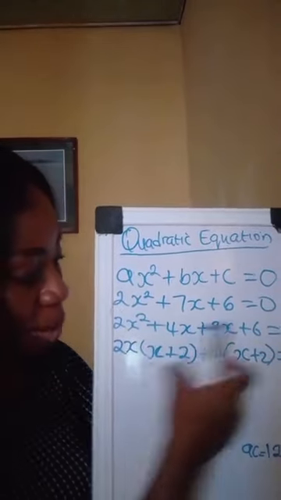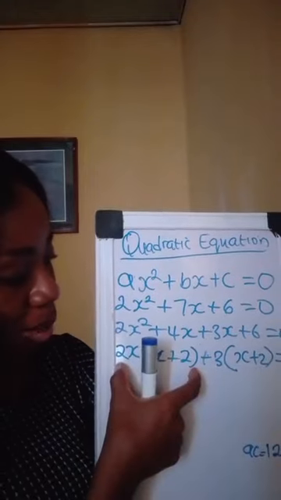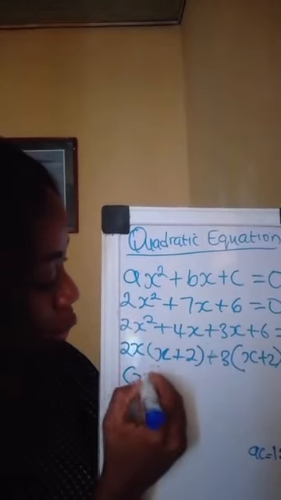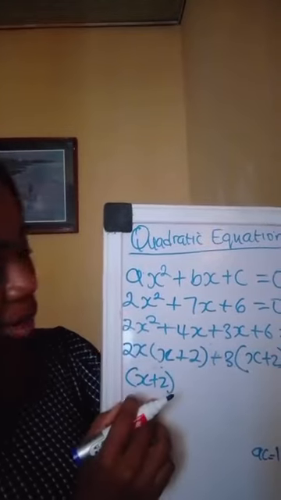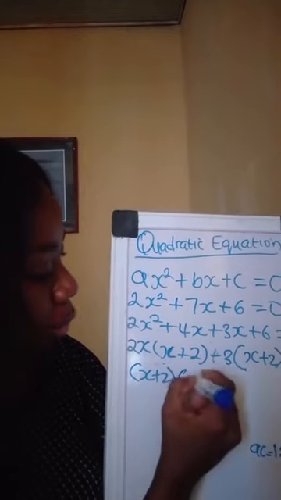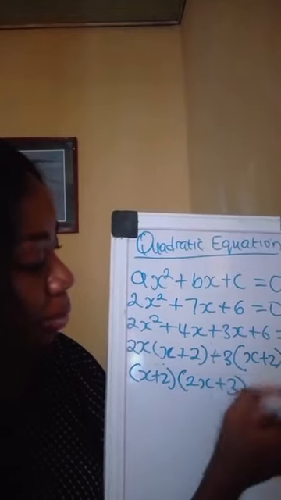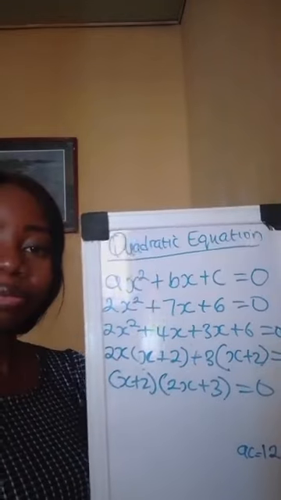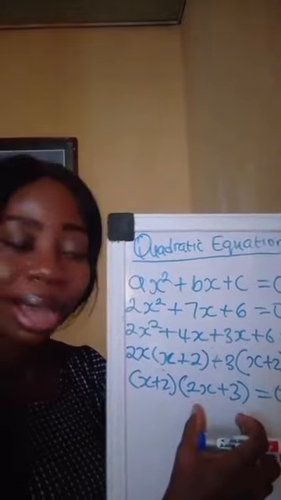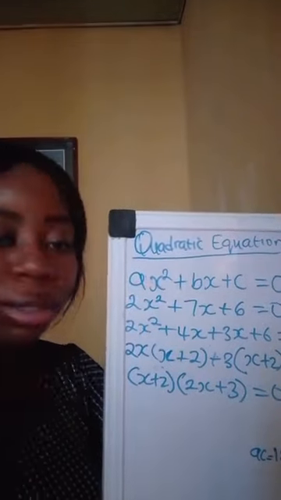So the common term here is x plus 2. So we'll collect that common term. We're having x plus 2, and what's left is 2x plus 3, is equal to 0. So x plus 2 and 2x plus 3 are the factors of this expression.